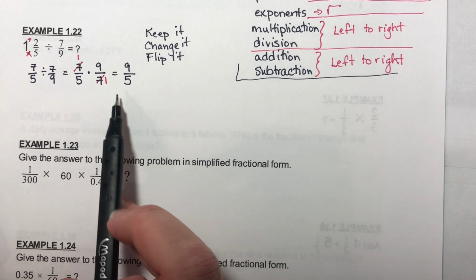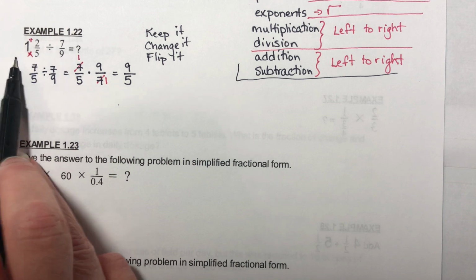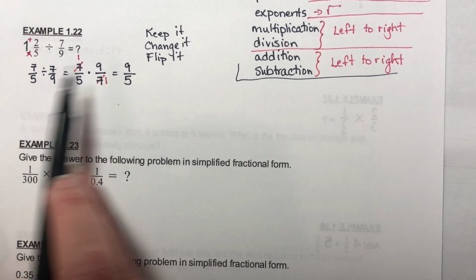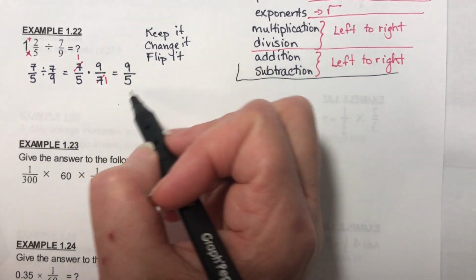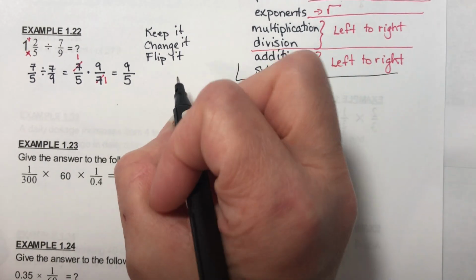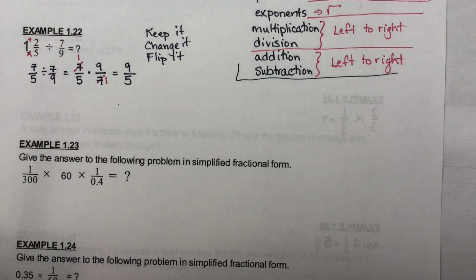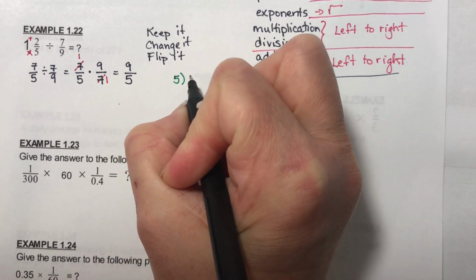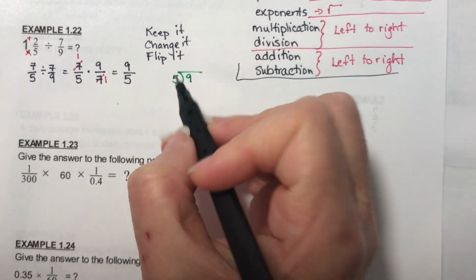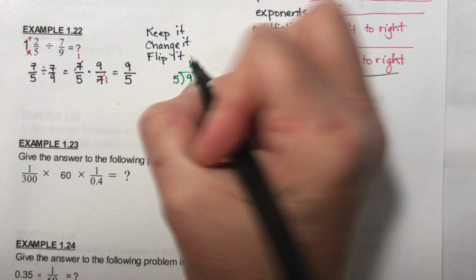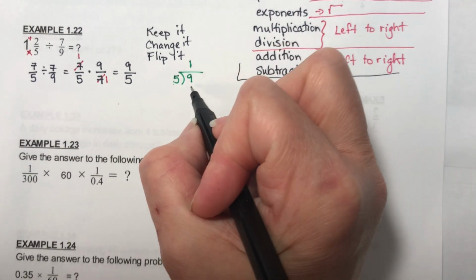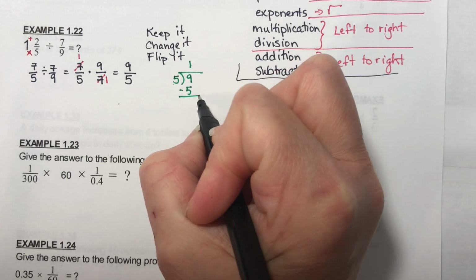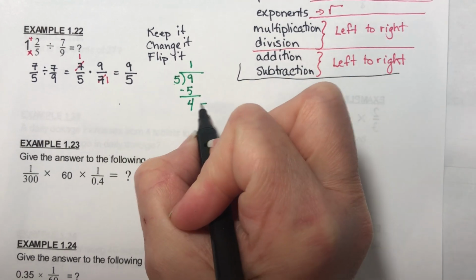If they ask for a mixed number, we've talked about how to switch it from mixed to improper. We have not talked about improper to mixed. Treat this like a division problem that it is. And I'm going to show you in basically elementary school division form. 5 divided into 9. 5 goes into 9 one time. 1 times 5 is 5. You subtract, and you get a 4, and this was your remainder.